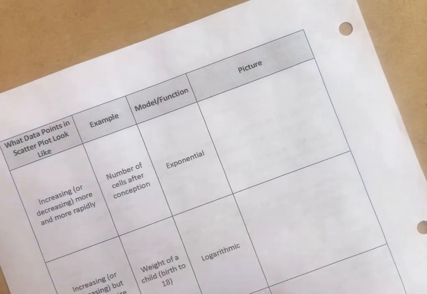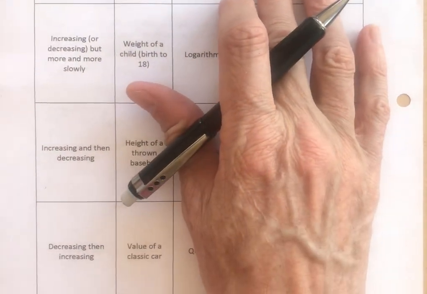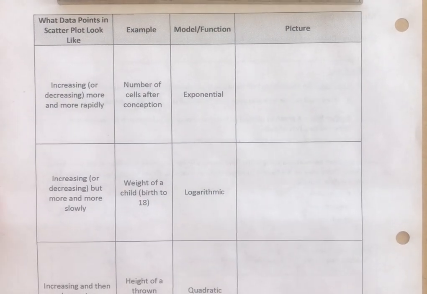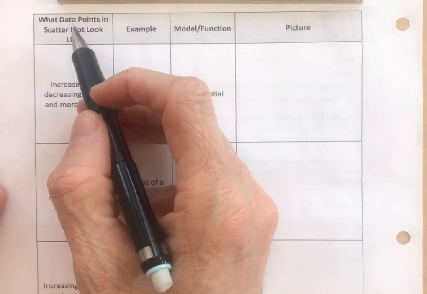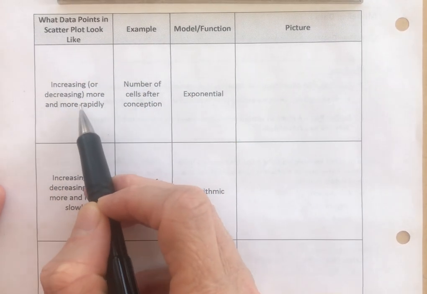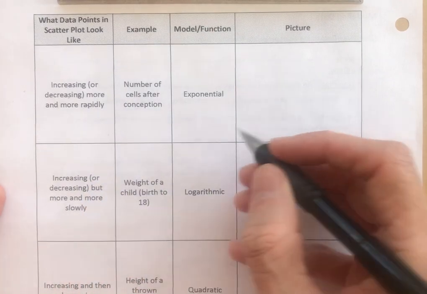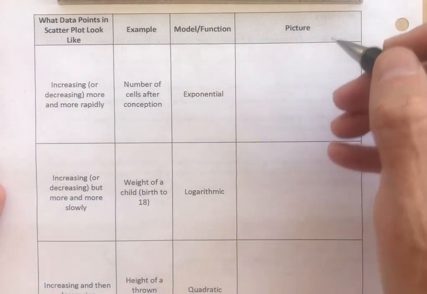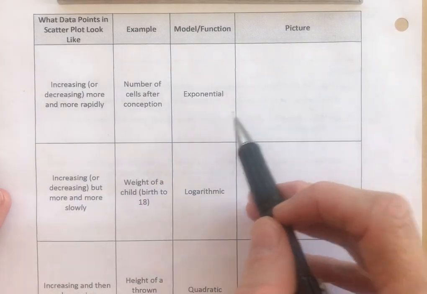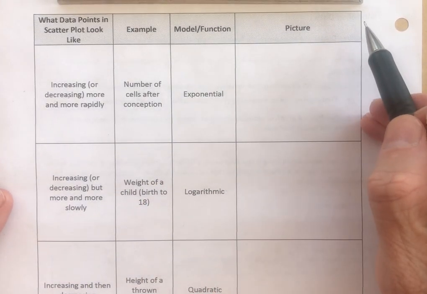Let's take a look now at an example for exponential. Let me turn my paper over. Okay, so here's an example of exponential growth. And again, what does the data look like? Well, it increases or decreases more and more rapidly. Okay, exponential growth goes up quicker and quicker and quicker, or goes down quicker and quicker and quicker. But normally we see it kind of going up, exponential growth.